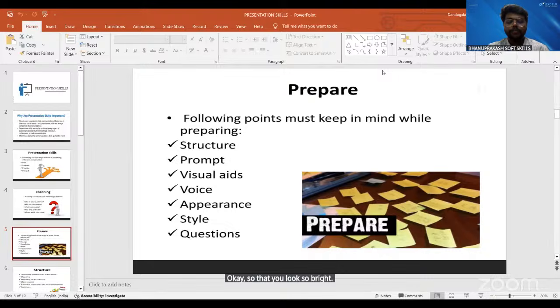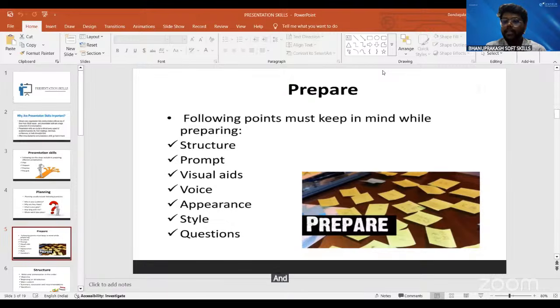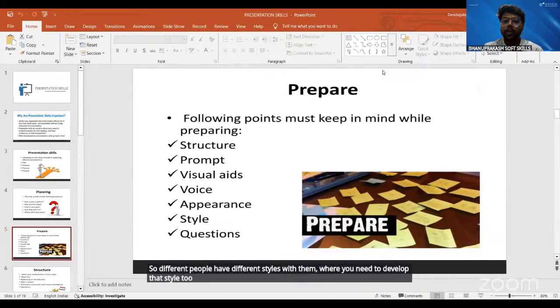And voice, appearance, style. Here, what is meant by style? The way you walk, the way you stand there, the way you explain with your gestures, and the way you look at the audience. Everyone has one kind of style. Different people have different styles, and you need to develop that style to engage your audience.